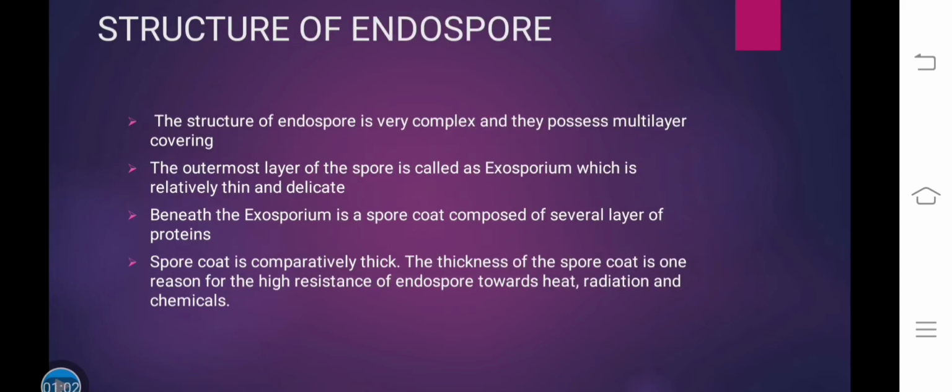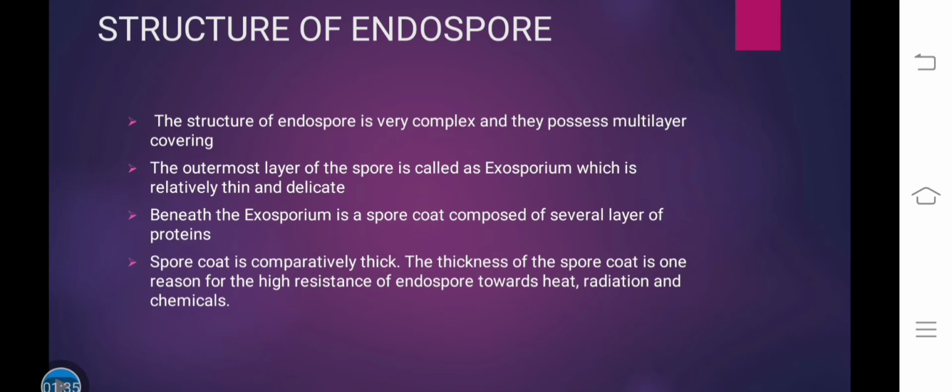Now let's see the structure of the endospore. The structure of the endospore is very complex and they possess a multi-layer covering. The outermost layer of the spore is called the exosporium, which is relatively thin and delicate in nature. Beneath the exosporium, the spore coat is present. The spore coat contains several layers of proteins. It is thick in nature.